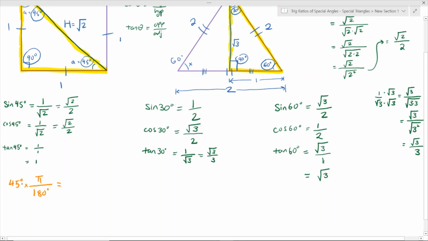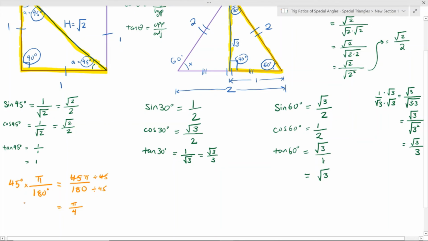So here we are going to carry this out, and it's going to give us 45 pi over 180. And so we can divide the top and bottom by 45 to simplify it. And here we will basically get pi over 4. 180 divided by 45 is 4, so we get pi over 4 here for 45 degrees.